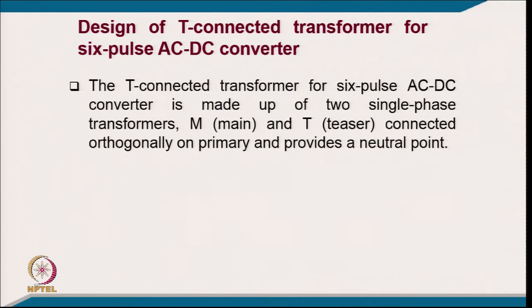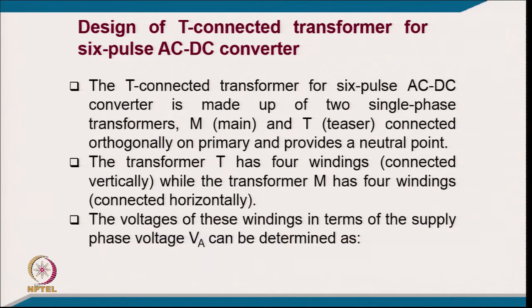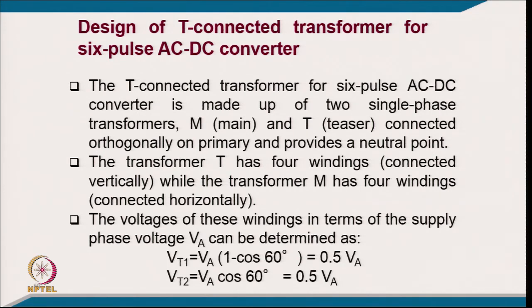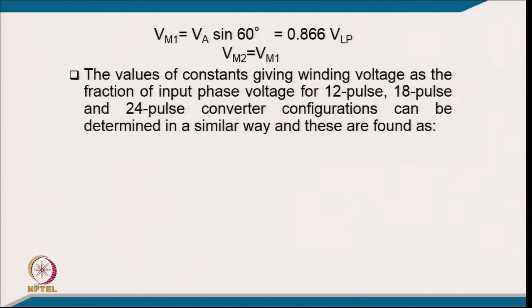We can call it a T-connected transformer for a 6-pulse AC/DC converter. It is made of 2 single-phase transformers, M and T, connected orthogonally on the primary, and it provides the neutral point. The transformer T has 2 windings connected vertically, while the transformer M has 2 windings connected horizontally. The voltages of these windings in terms of the supply voltage can be determined as VT1 equal to VA, the supply RMS voltage, times (1 minus cos theta), and this will be half the voltage, VT1 equal to VT2. Then VM1 will be VA sin 60, which is about 0.866, or root 3 by 2 VL, where VM2 equals VM1.